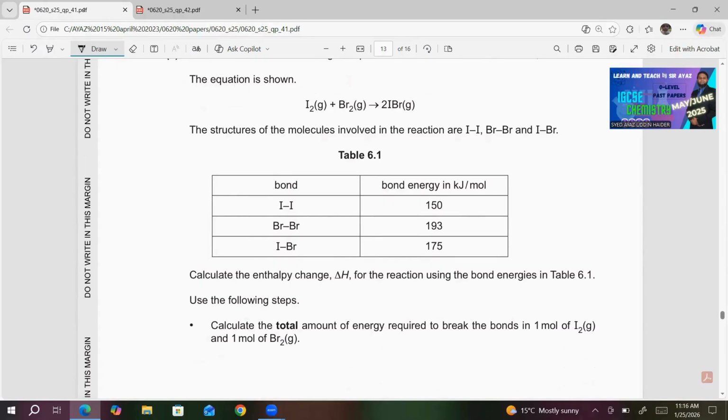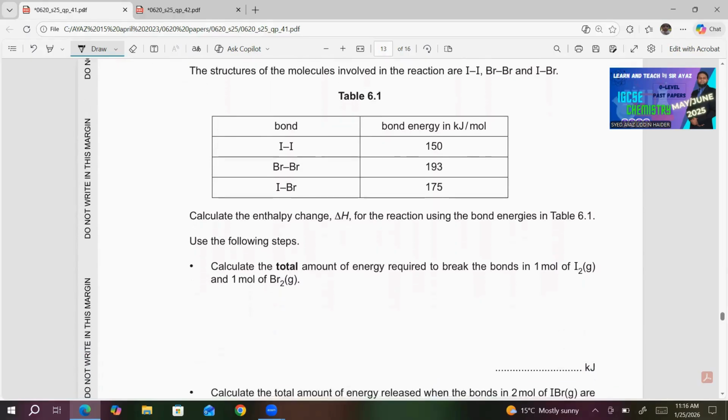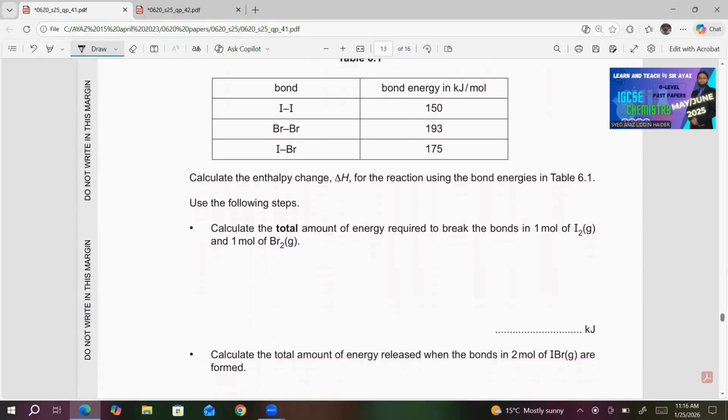Calculate the enthalpy change delta H for the reaction using the bond energies in table 6.1. Use the following steps. Calculate the total amount of energy required to break the bonds in 1 mole of I2 and 1 mole of Br2. So you simply need to add these two. For I2, we have 150. And for Br2, we have 193, which gives 343.